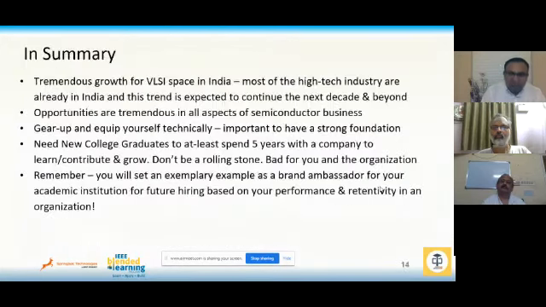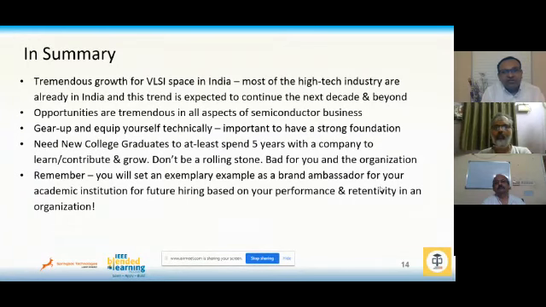And finally, in summary, I just want to leave you with the thought that there is tremendous growth for the VLSI space in India. Most of the high-tech industry is already in India, and this trend is expected to continue for the next decade and beyond. Obviously, opportunities are tremendous in all aspects of semiconductor business, as I explained to you in the few slides previously.